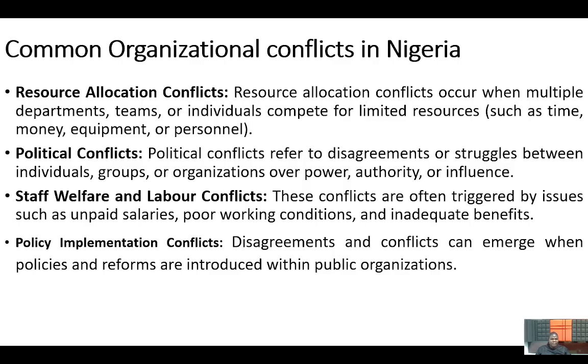Then even money can cause conflict actually when the welfare of employees is not properly taken care of. It has a way of causing conflict. They begin to feel that their rights, what is meant for them, are not being given. Sometimes even when money that is meant to cater for the needs of the staff or employees of an organization is mismanaged, it has a way of causing conflict. Even the equipment can also cause conflict, of course.